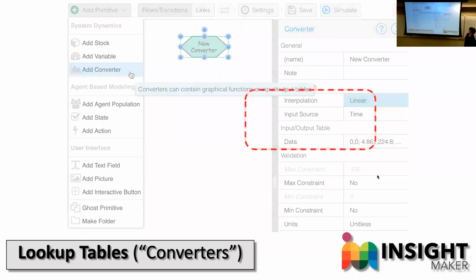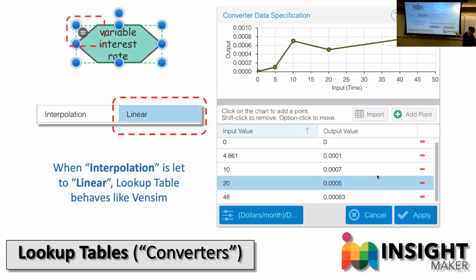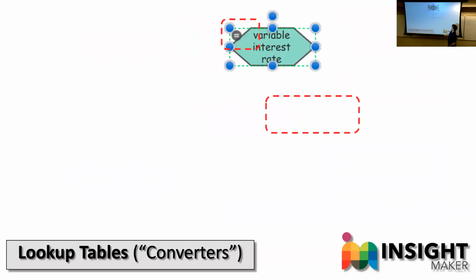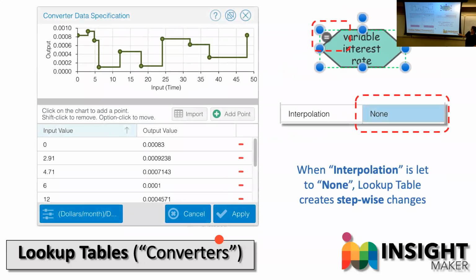And it's got a bunch of settings here. If we focus on those settings, if I set it to linear, then it works just like the Vensim lookup tables, where if I hit the little equal sign and put in a bunch of points, then it draws straight lines between all my points, exactly like Vensim does. But if I instead change it to none, then I've got all my points that I put in down here, and it holds them until the next point. So it just draws a lookup table a little differently.